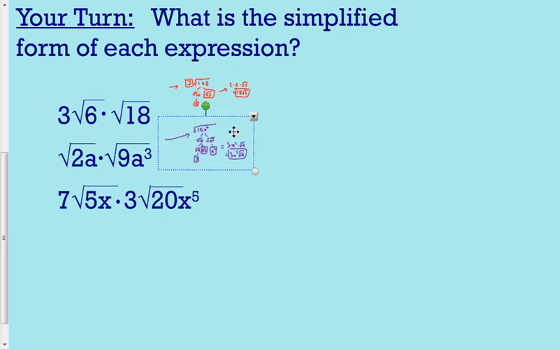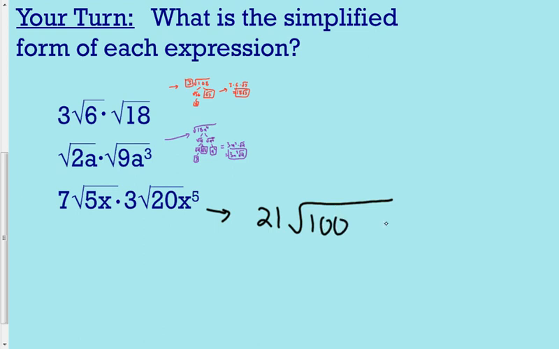All right, one more. So we've already got two parts on the outside, so we're going to leave those on the outside as 21. 3 times 7 is 21. And on the inside, we're going to have 5 times 20, which is 100, and x times x to the fifth, which is x to the sixth.